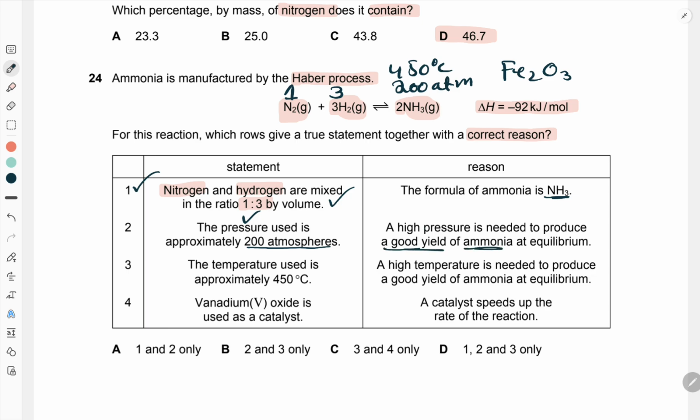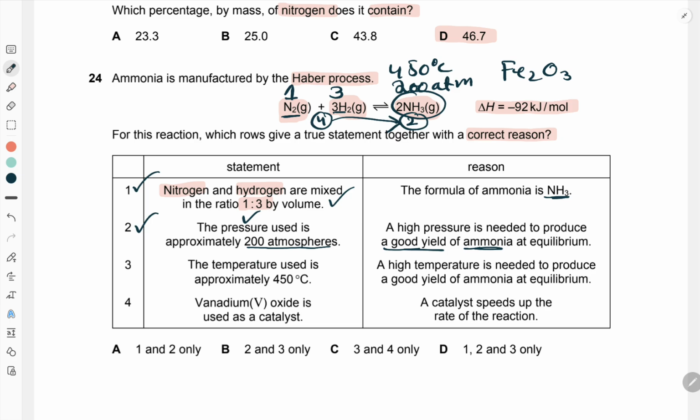So see, a high pressure favors that side where we have fewer moles of gases. On the reactant side we have 4 moles, 1 mole of this, 3 moles of this, and on the product side we have 2 moles. So high pressure favors the forward reaction, which means more ammonia would be produced. So this statement is also correct.